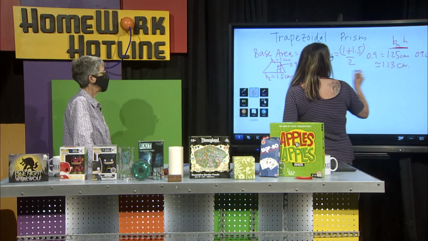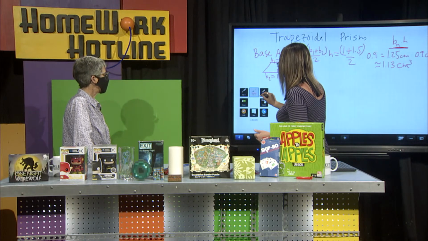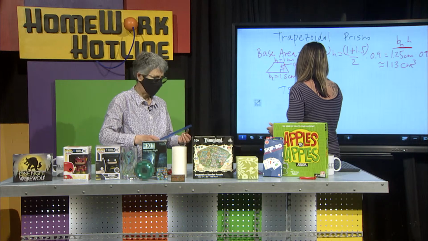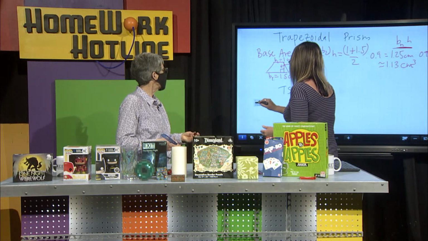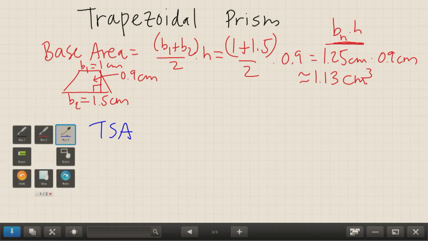All right, we're almost done. So total surface area means we do all of the outside. So for total surface area, we need 2 bases. Equals 2 bases.